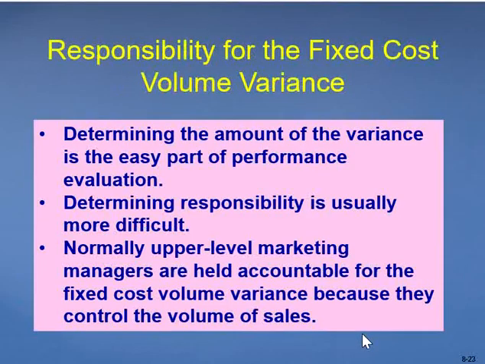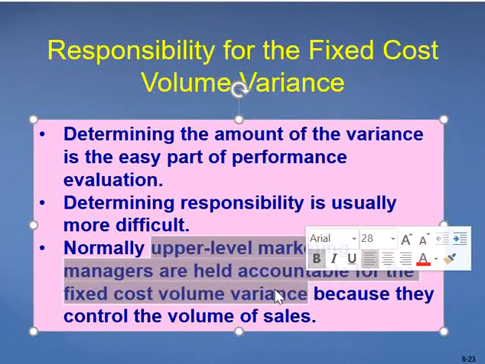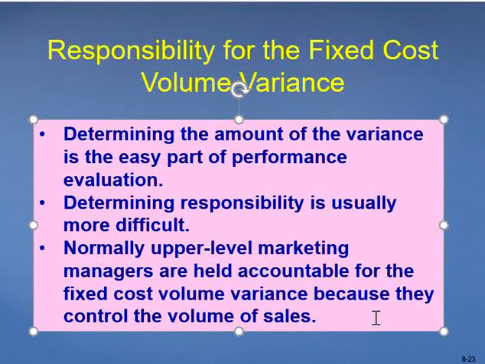Okay, now next slide. Who is responsible for this fixed cost volume variance? Remember, it is part of performance evaluation. First of all, it's easy to calculate the amount, but who is responsible is very difficult. In a real life scenario, no one is going to accept the responsibility for this variance. So normally upper level marketing managers are accountable for fixed cost volume variance. Why? Because they sold more than the budget. Of course logically it is good, but how did they achieve it? Maybe they reduced the price, or there are some other situations, right?